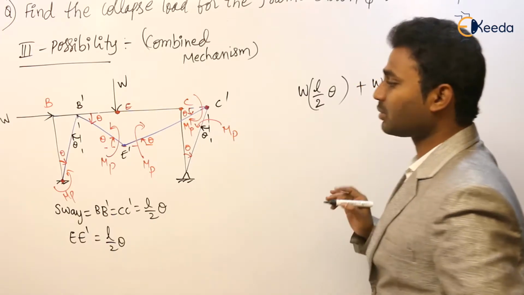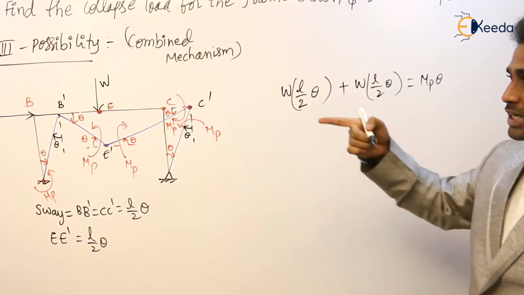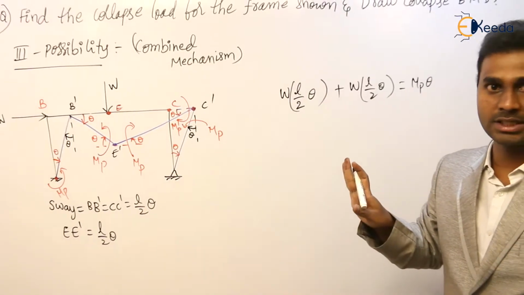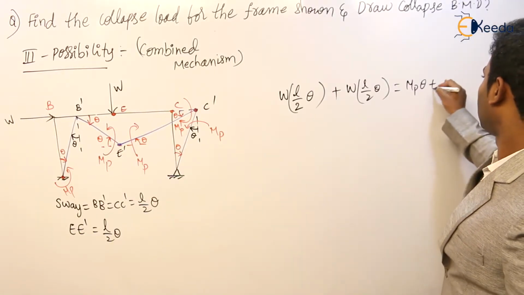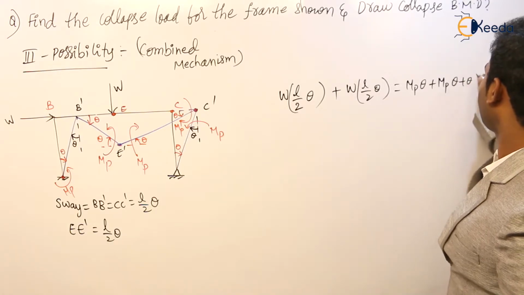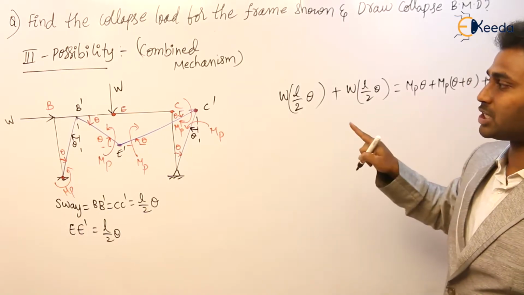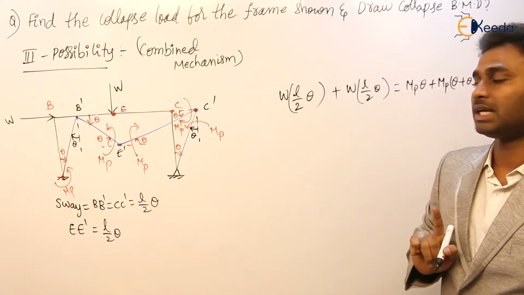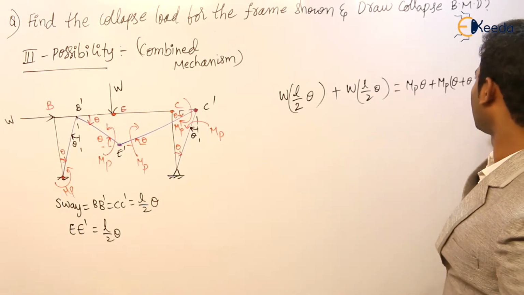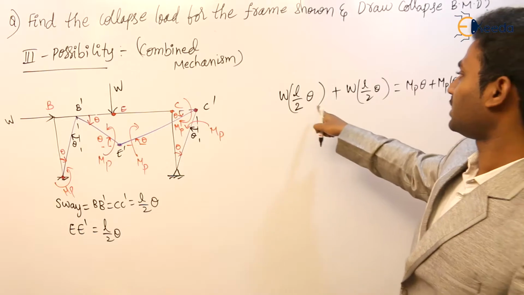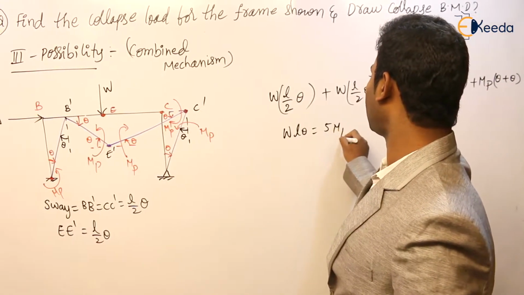And internal work is done by the plastic moment. At A, how much? MP theta at A. No need to consider at B, the reason being non-formation of a plastic hinge at B, because the net moment is less at B. Now at E, the developed MP will make those two thetas 0. And at C also, the developed plastic moment will make those two slopes 0: theta and theta. So MP theta plus theta. Finally how much? 2, 2, so 2 plus 1, 5. So obviously W L theta is equal to 5 MP theta.